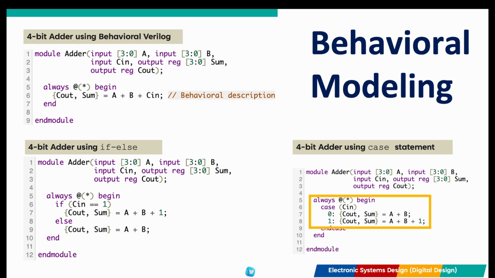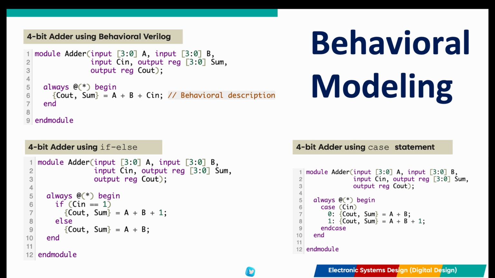We list every possible combination of inputs and define exactly what the output should be for each case. While you wouldn't want to write out all 512 cases for the 4-bit adder manually, this style is the gold standard for building finite state machines and decoders. It gives you absolute total control over every single input-output relationship in your design.